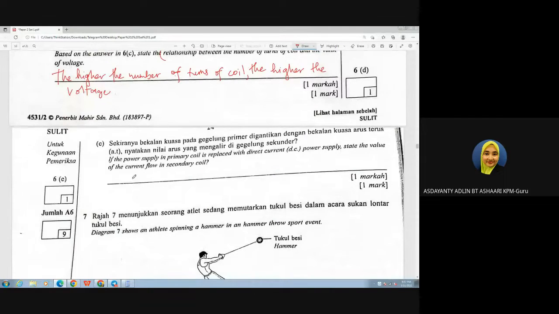Okay, now E. If the power supply in primary coil is replaced with direct current power supply, state the value of the current in secondary coil. Power supply, primary coil replaced with direct current. Apa akan jadi pada current that flows in the secondary coil? 0. Okay, tak ada nilai ya, 0 ampere because diperlukan alternating current. So 0 ampere. Atau tulis 0 saja pun boleh.